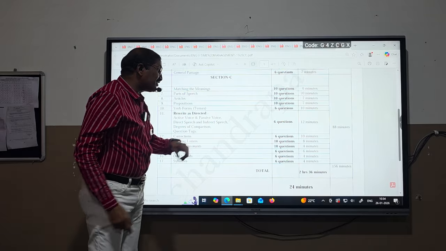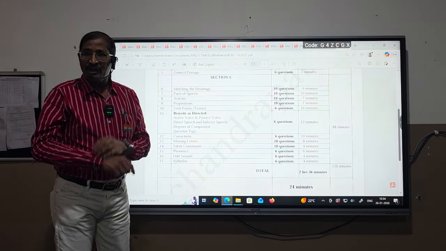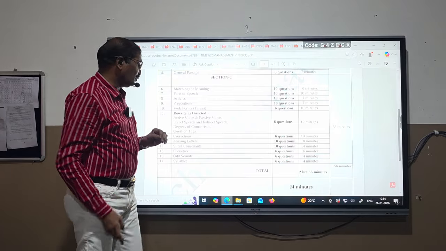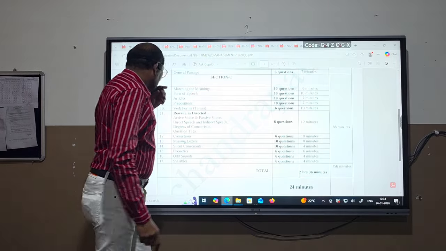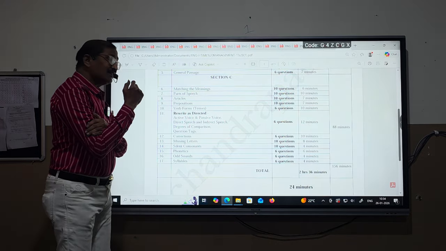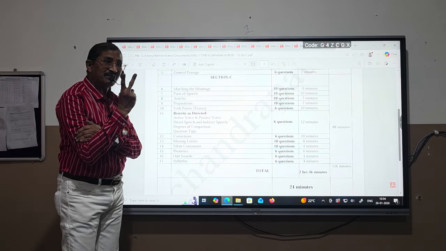Corrections, how much time? 10 minutes. Generally 5 minutes enough. Okay? Next, missing letters, how much time? Yes, it is needed, because you have to elaborate it, underline it, everything you have to do. That is for missing letters, how much? 8 minutes. Next, silent consonants, how many? 2 minutes enough. I give 4.